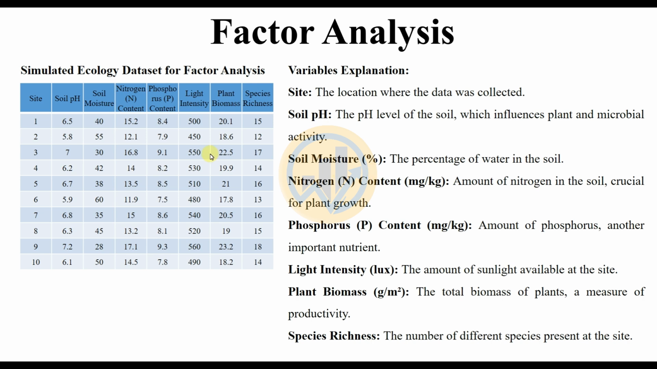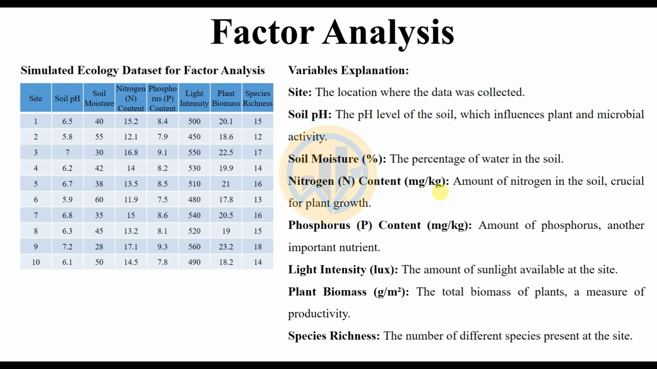The ecological dataset for factor analysis. Variable explanations: the site, the location where the data was collected. The soil pH, the pH level of the soil, which influences plant and microbial activity. The soil moisture, the percentage of water in the soil. The nitrogen content, in milligrams per kilogram, the amount of nitrogen in the soil, crucial for plant growth. The phosphorus variable, the amount of phosphorus, another important nutrient. The light intensity, the amount of sunlight available at the site, and plant biomass, the total biomass of plants, a measure of productivity. The species richness, the number of different species present at the site.